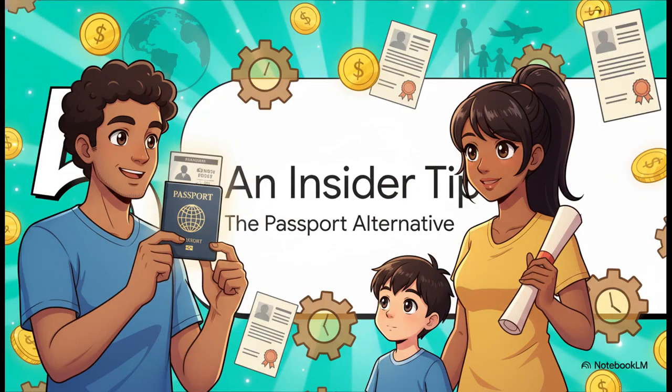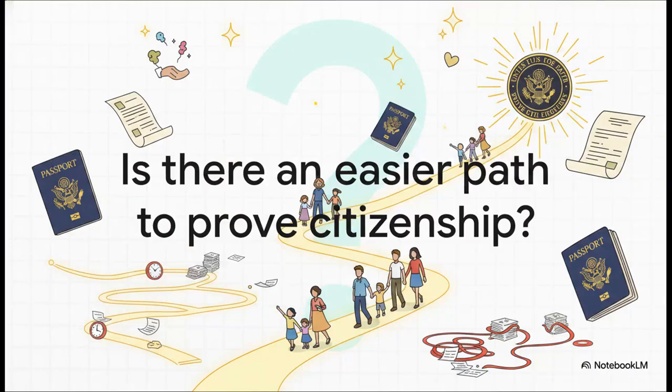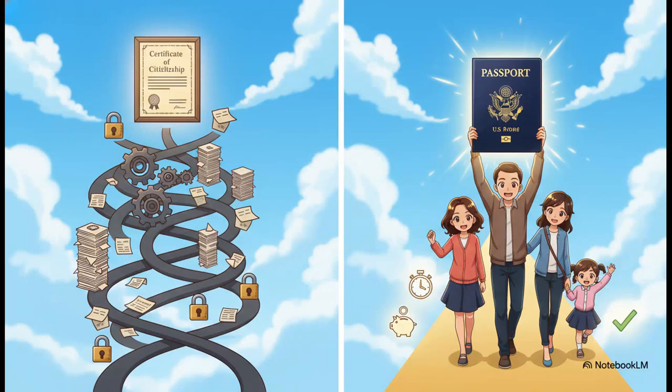Now, before we wrap up, I want to let you in on something really valuable, an alternative that a lot of families use. It could save you a whole lot of time, money, and paperwork. Let's call it an insider tip. So after hearing about a fee of over $1,000 and a potential wait of more than a year, you are probably asking yourself this exact question. Is there a simpler, more direct way to get proof of my child's citizenship? And for a lot of families, the answer is a big, loud yes.